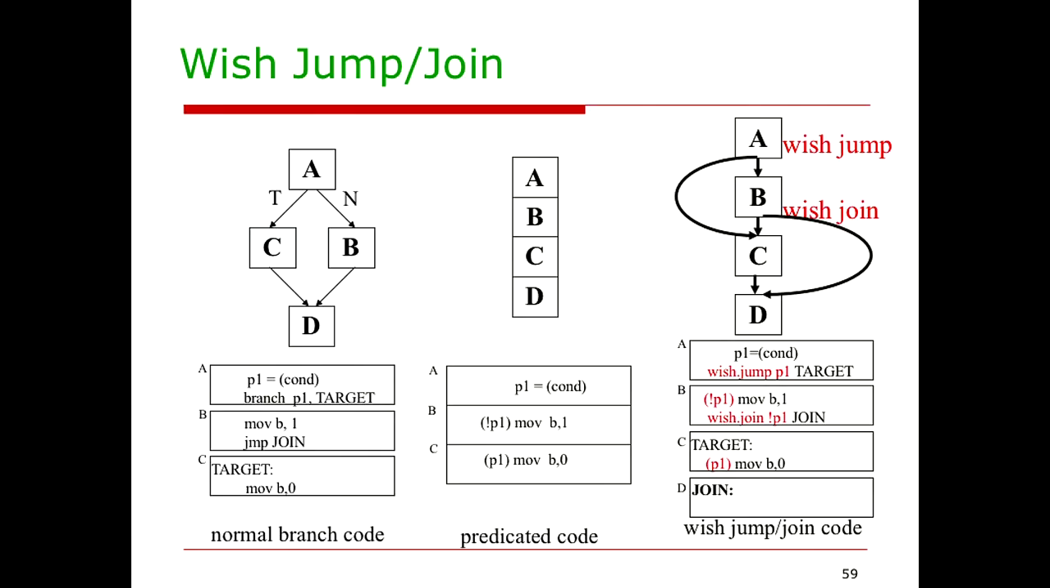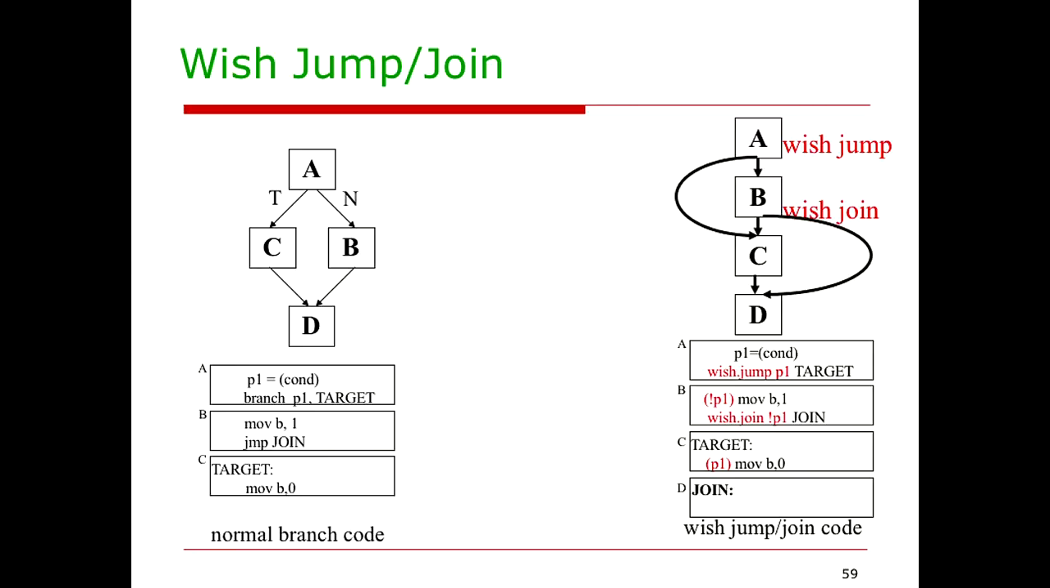Now let's take a look at how this works. Basically, you have this code. This is normal branch. This is predicated code. We're going to generate something that looks like this. Basically, it's a beast that combines both of them. But the branches have a special meaning now. You have this wish jump over here, and you have a wish join over here, as opposed to these. Okay, let's see how this is executed now.